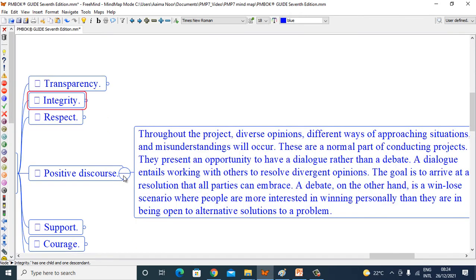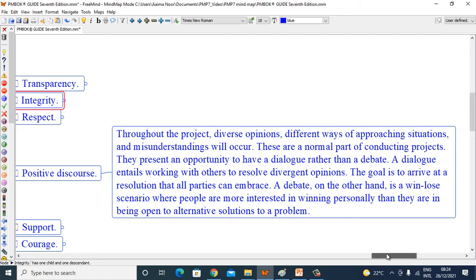Positive disclosure. Throughout the project, diverse opinions, different ways of approaching situations, and misunderstandings will occur. They are a normal part of conducting projects. They present an opportunity to have a dialogue rather than debate. A dialogue entails working with others to resolve divergence. The goal is to arrive at a resolution that all parties can embrace. A debate, on the other hand, is a win-lose scenario where people are more interested in winning personally than they are in being open to alternative solutions to a problem.